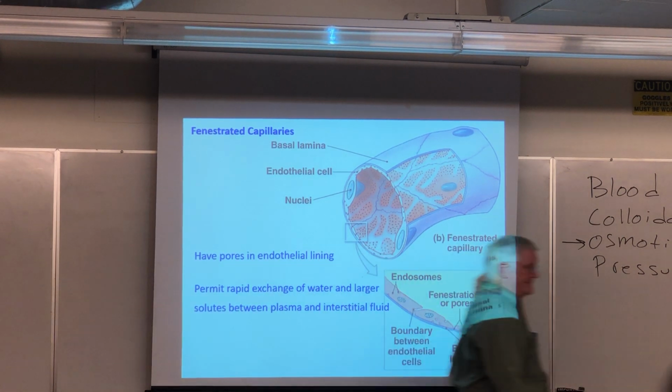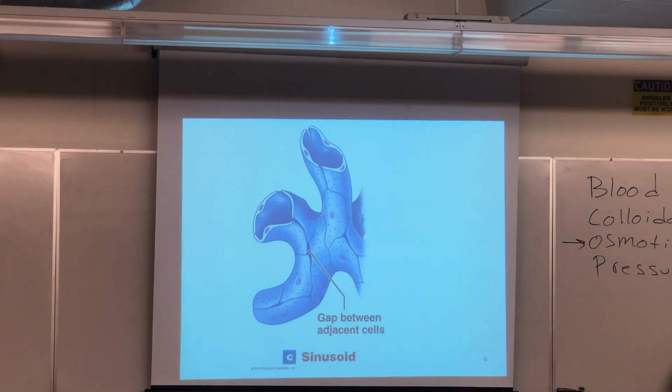The third kind is known as sinusoids. Now, if you look at it, yeah, they're fenestrated, but they also have gaps between the actual cells. You can drive a Mack truck through these things. These are really porous. And as far as we know, they only exist in your liver. And we will revisit that when we get into your hepatocytes and digestive processes. So you don't have them in your bone marrow where the new blood cells have to get in? Nope. As far as we know, it's only in the liver.